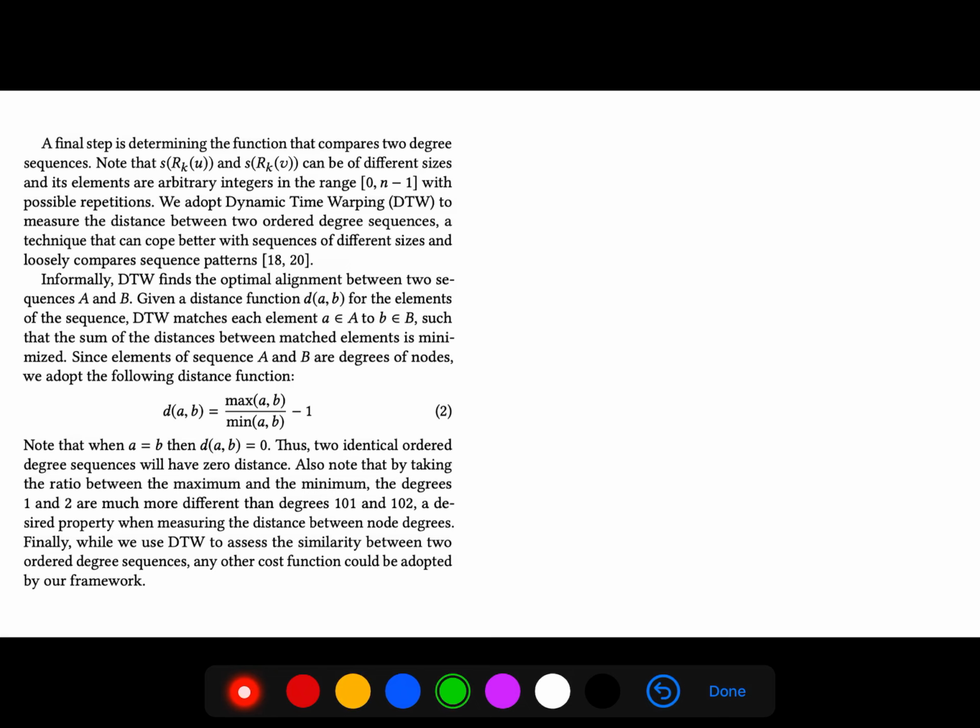So it finds the optimal alignment between the two sequences given a distance function for the elements. DTW, which is dynamic time warping in this paper, finds the optimal assignment between the two sequences. And it matches elements A and B such that the sum of distances between matched elements is minimized.